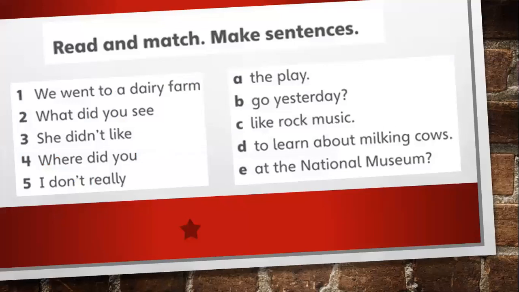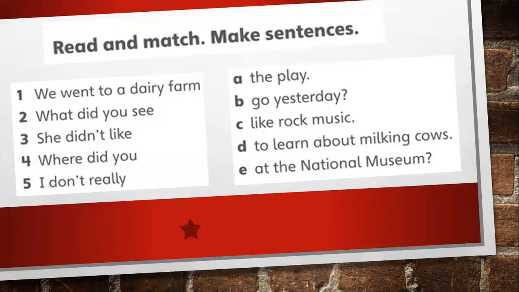This is just completing the sentences. We're going to make a combination of practice for vocabulary and practice for grammar. Number one, we went to a dairy farm to learn about milking cows. Dairy farm, cows. That makes sense, right? Dairy, milk, it makes sense, perfect.